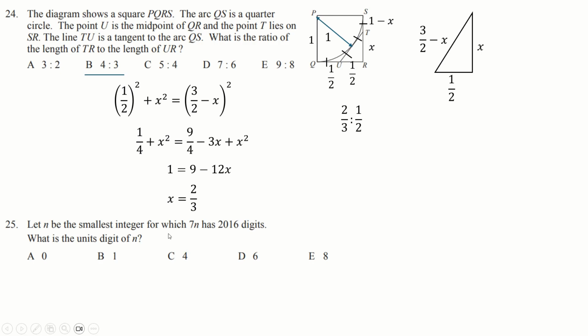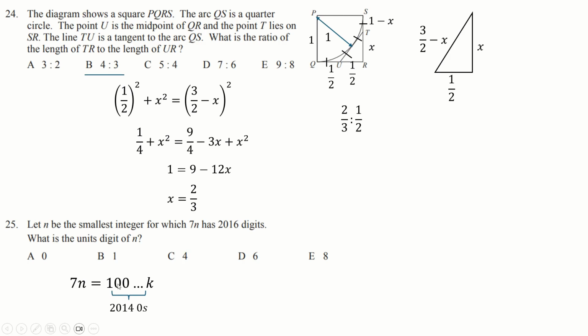N is the smallest number for which 7 times n has 2016 digits. So that number that we're making, 7n, is going to equal 1 with a whole bunch of zeros followed by some single digit at the end. Because 7 is less than 10, that k is going to be 6 or lower, right? I think we just need to find out what that k is. So there are 2014 zeros in between this number.